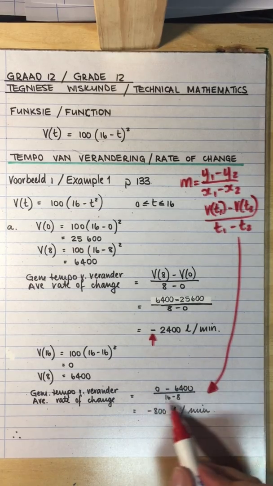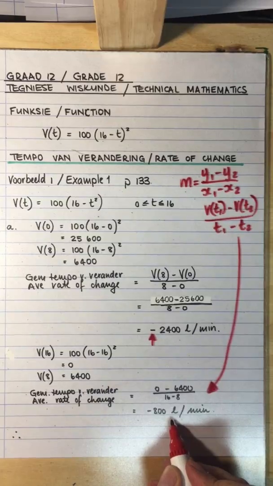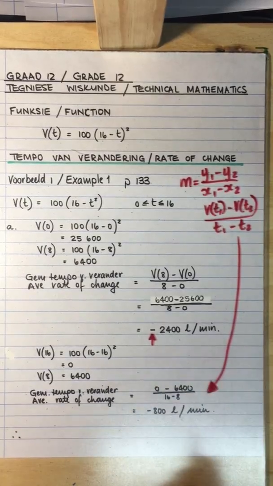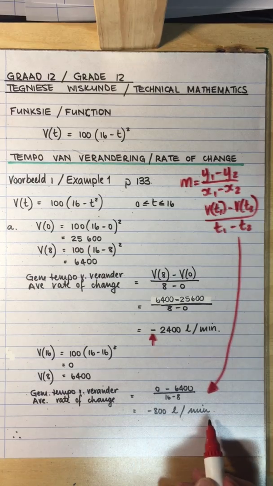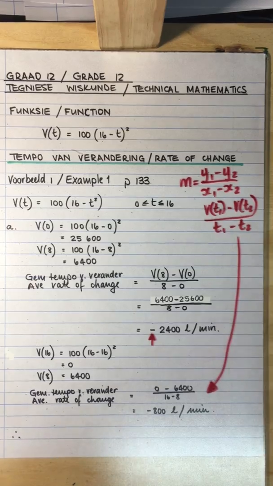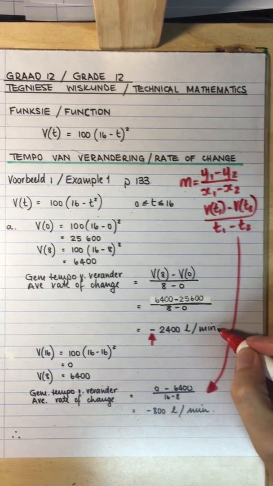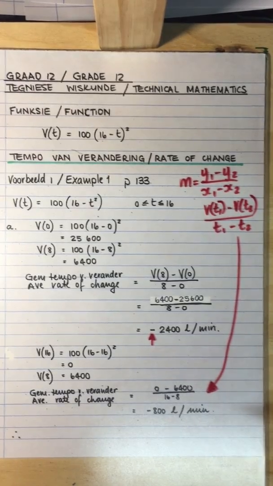When I calculate this total, I can see that during the last 8 minutes, the average rate at which the tank is being drained is negative 8,000 liters per minute. So we will notice from these two results that at the beginning, the rate of the flow was higher than during the last 8 minutes.